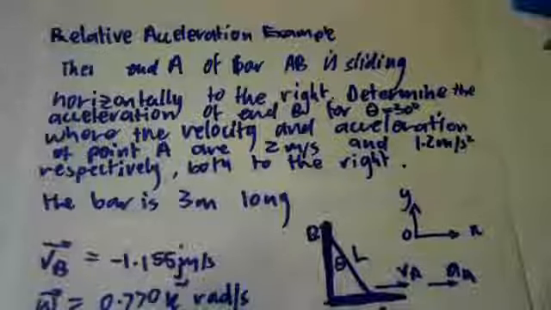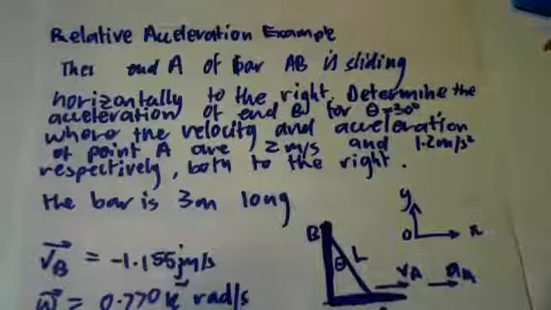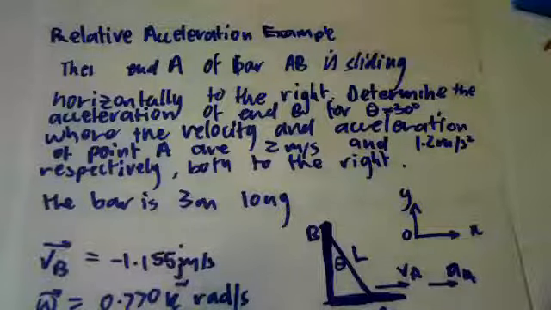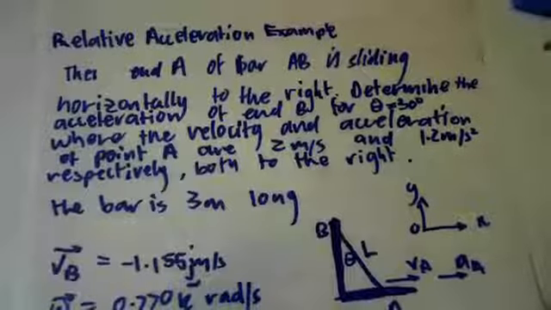Hey everyone, this is a relative acceleration example, and it's simply a continuation of our instantaneous center of zero velocity question, where our velocity at B was negative 1.155 j meters a second, and our angular velocity omega was 0.770 k radians a second, so 0.770 radians a second counterclockwise.